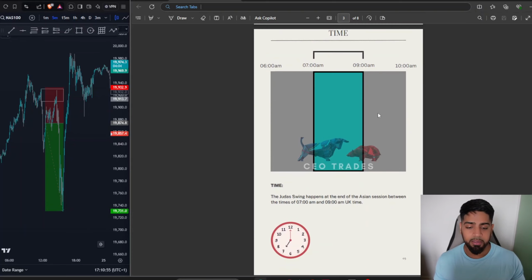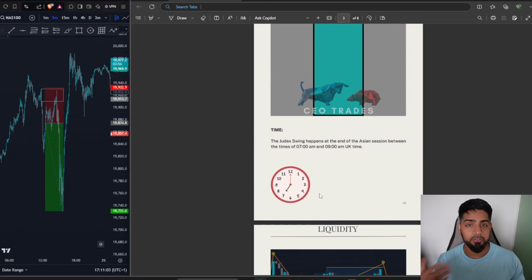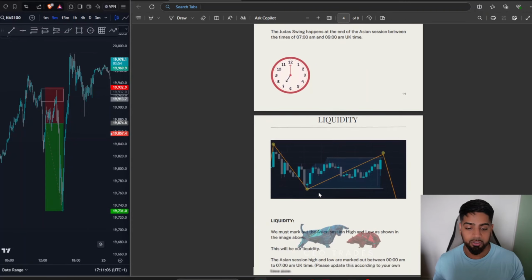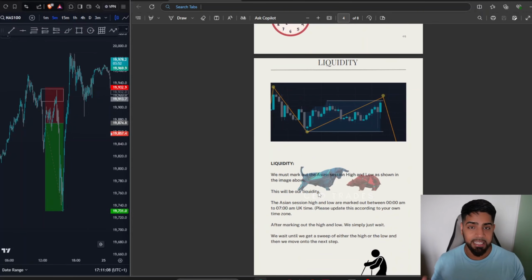Moving on to the next step, we can see that the Judas swing happens at the end of the Asia session between the times of 7 AM and 9 AM UK time. So we've got our time and we've got our directional bias. Next is to understand what is our liquidity, and that is going to be our Asia session high and low as shown in the image above.